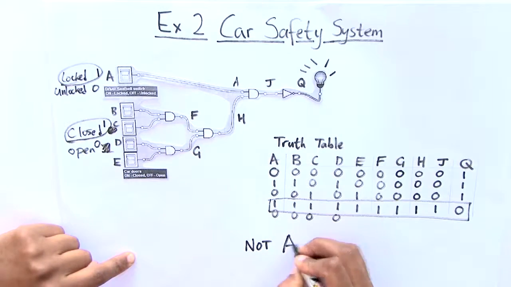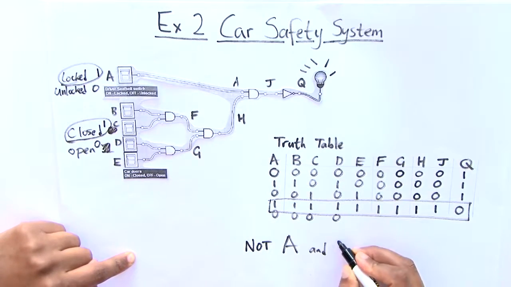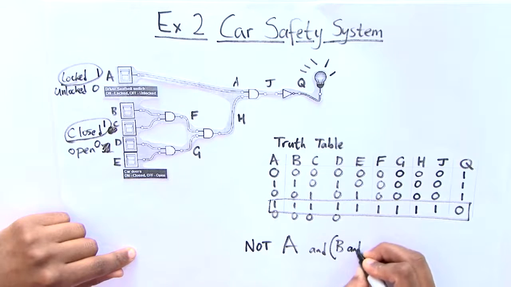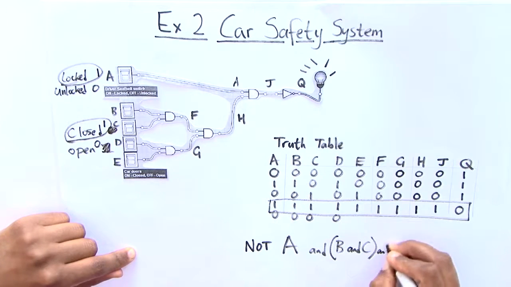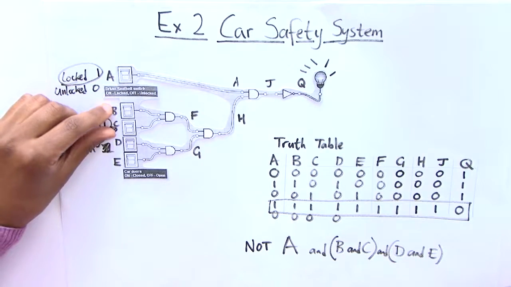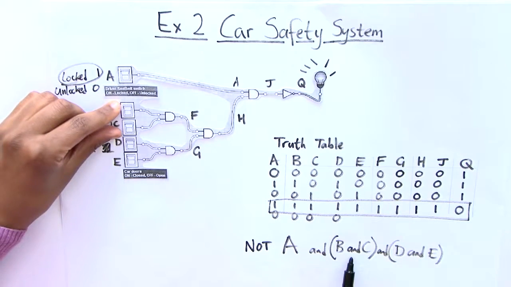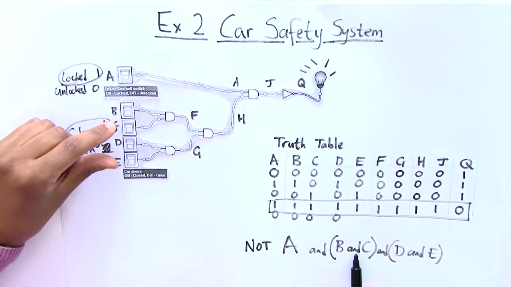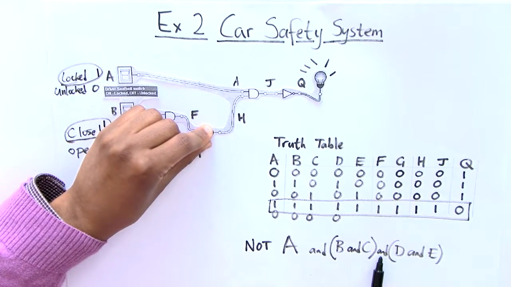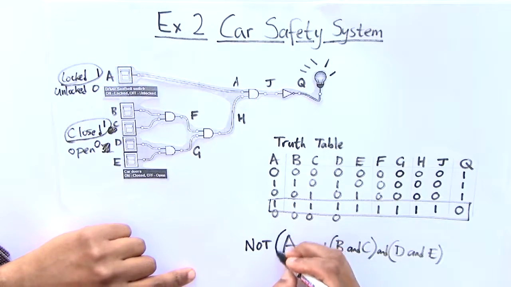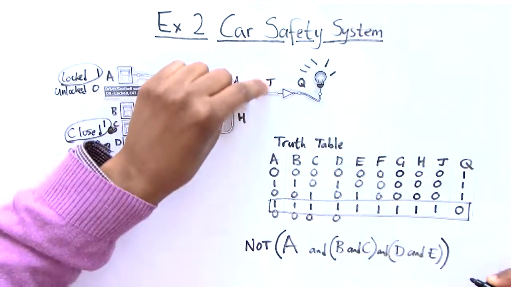To represent it in Boolean logic, as a formula, so we have not, which is that part there. It's going to be not A and, open bracket, B and C, and D and E. Now I've used brackets just to bring these together, so it is B and C, D and E, and is for the AND gate here. So they're joined together, they're combined here.